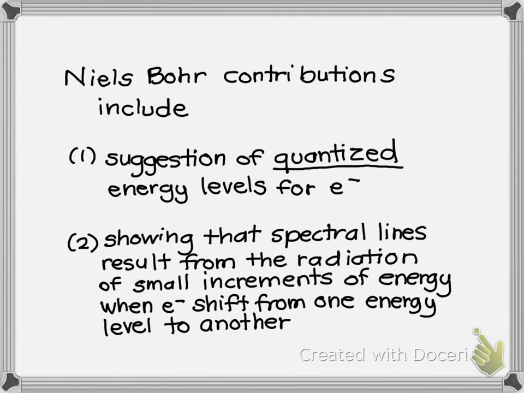Two big ideas continue with us. One is that he suggested that the energy levels are quantized for the electron. And in the next model we look at, we're also going to consider and continue that idea of the quantization of energy. And the second thing he contributed was demonstrating that the spectral lines, the colored lines we see in the spectrum, result from the radiation of the energy that's released when the electron moves from one level to the other. So he was able to relate the spectrum to how the electrons are behaving inside the atom.